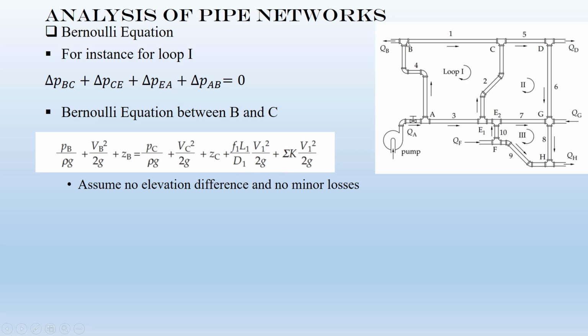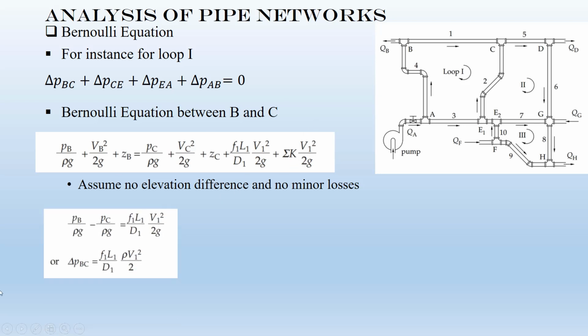So for point B to C, you can cancel the velocities. Velocity B equals the velocity C, because the pipe size is constant, the diameter is constant, so you can cancel the velocities. You can cancel the Z elevation. Then if we assume that the minor losses are negligible, then you can find the PB, or the delta P between BC, correct? We are looking for PB minus PC. This is the equation for the delta P from the Bernoulli equation for the BC.